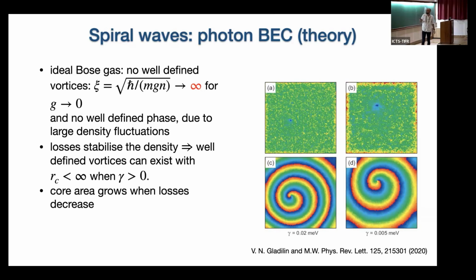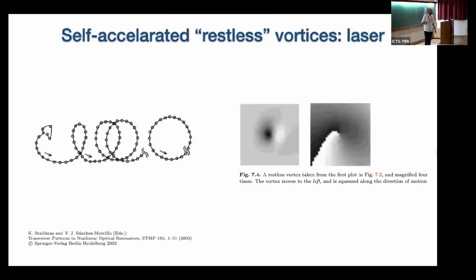This one should be for larger losses, this for smaller losses. So if you reduce the losses, then the size of the vortex core will increase. If you make them equal to 0, then you are back to the trivial non-interacting Bose gas without any nonlinearity. So it's not only the structure of the vortex that is modified by the gain and dissipation, it's also the motion of the vortex.